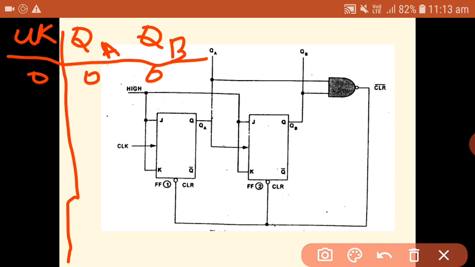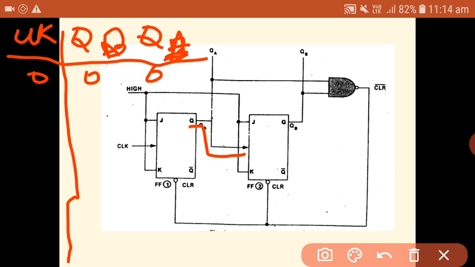It is a ripple counter because the output of the first flip-flop is given as input to the second flip-flop. Let us say this is QB and this is QA. Since the output of the first flip-flop is the input to the second flip-flop, this is not a synchronous counter, it is an asynchronous counter. The clock input is applied only to the QA flip-flop.